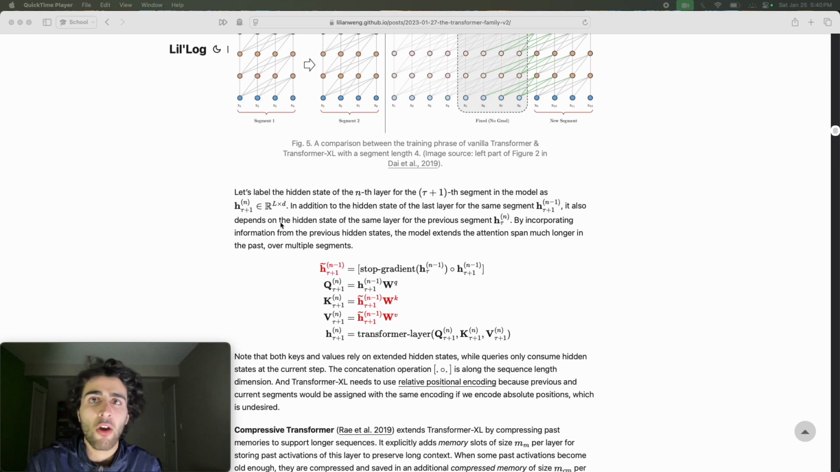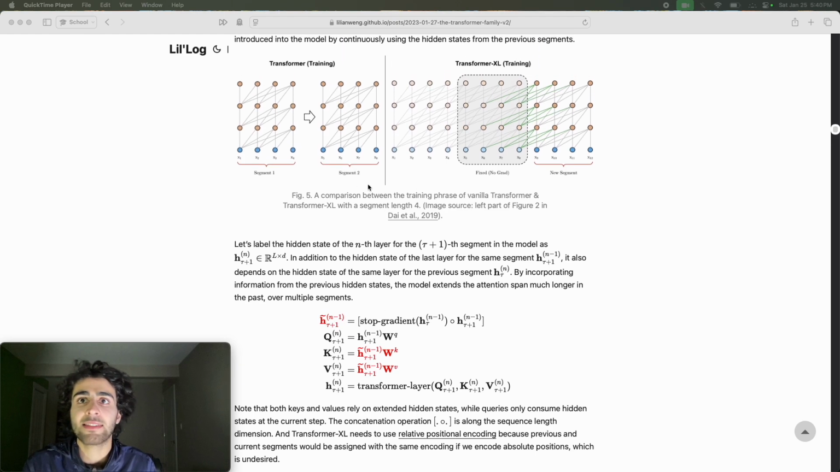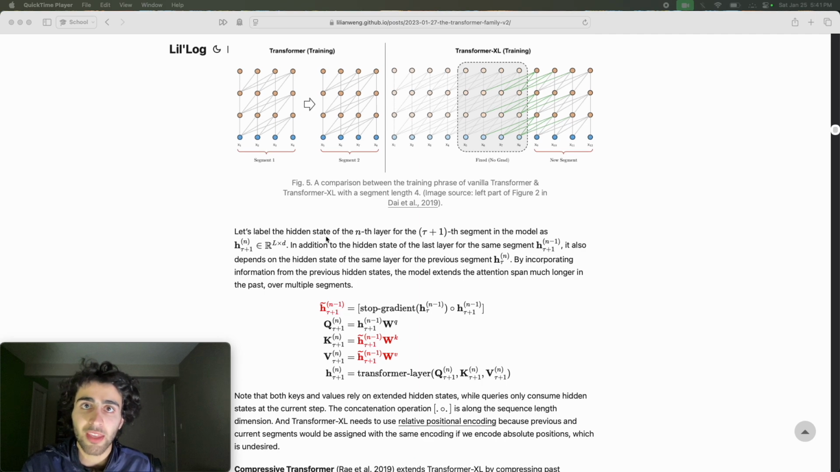Okay, now let's parse what's said in this paragraph. So we're going to label a hidden state of the nth layer for the tau plus 1th segment. So what this is saying is that, let's say segment 2 is tau plus 1, and we label the nth layer. So if n is 1, then we would have segment 2, layer 1 as this. So h of, in our example, layer 1 and segment tau plus 1 equals 2. In addition to the hidden state of the last layer for the same segment.